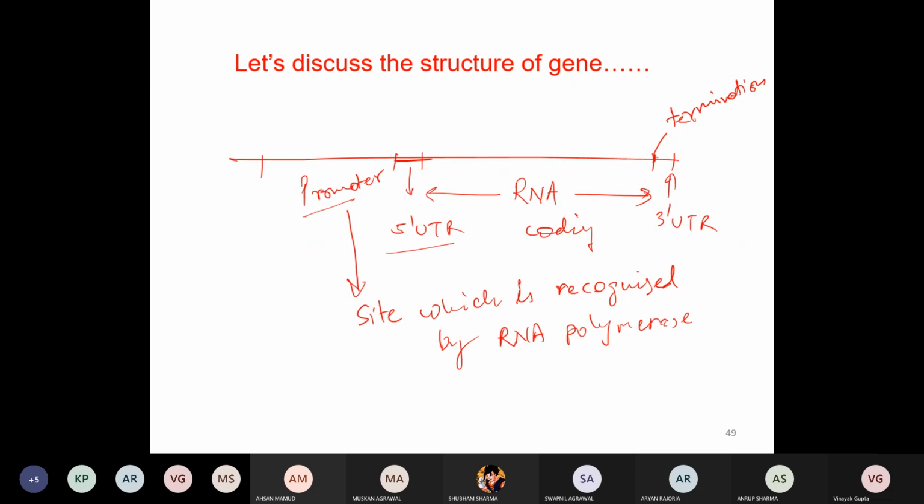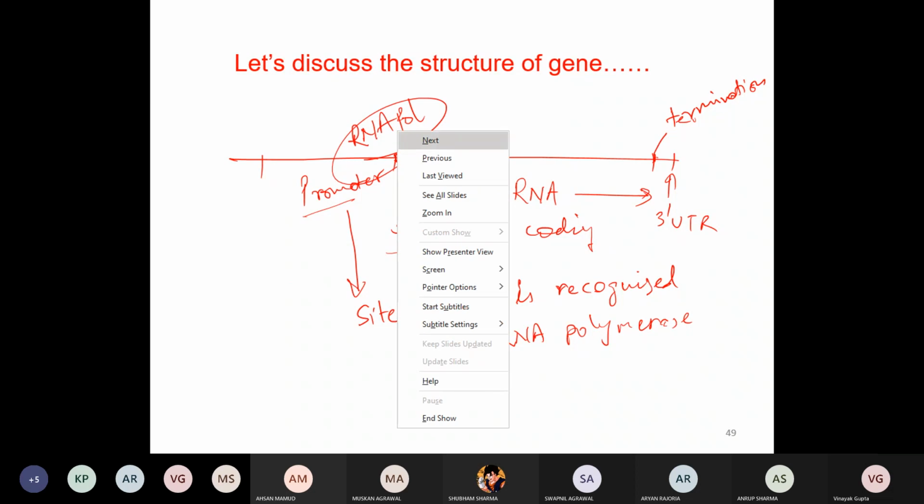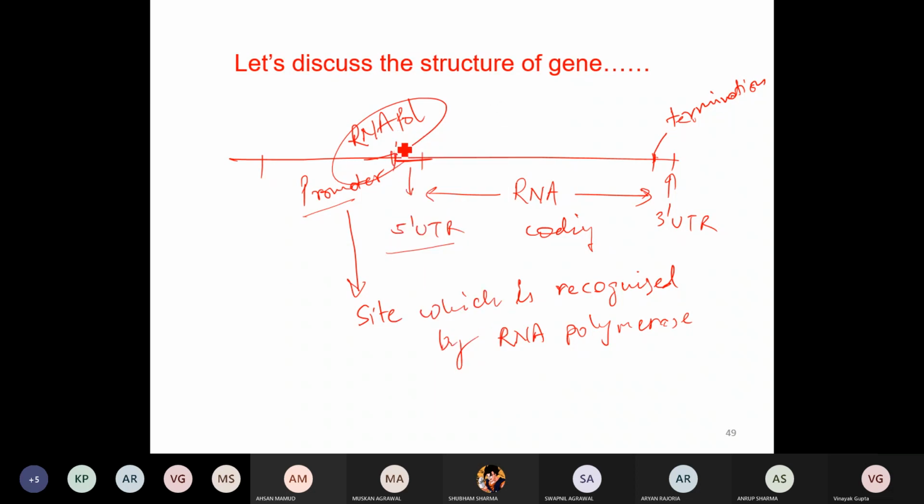RNA polymerase means the enzyme which is responsible for the synthesis of RNA, or simply it is the transcriptional machinery of the cell. So the promoter is the site which has the binding site for RNA polymerase. RNA polymerase will come, it will bind here, and from this site, transcription is going to start.